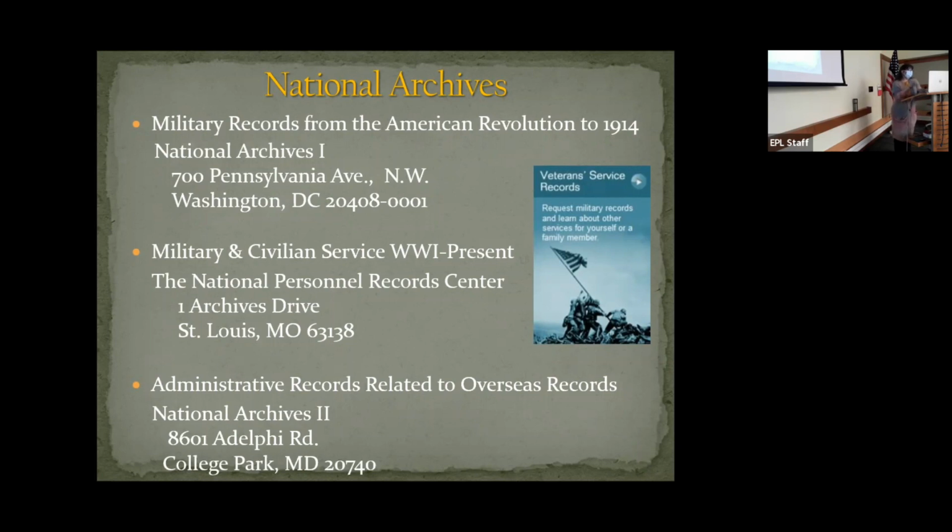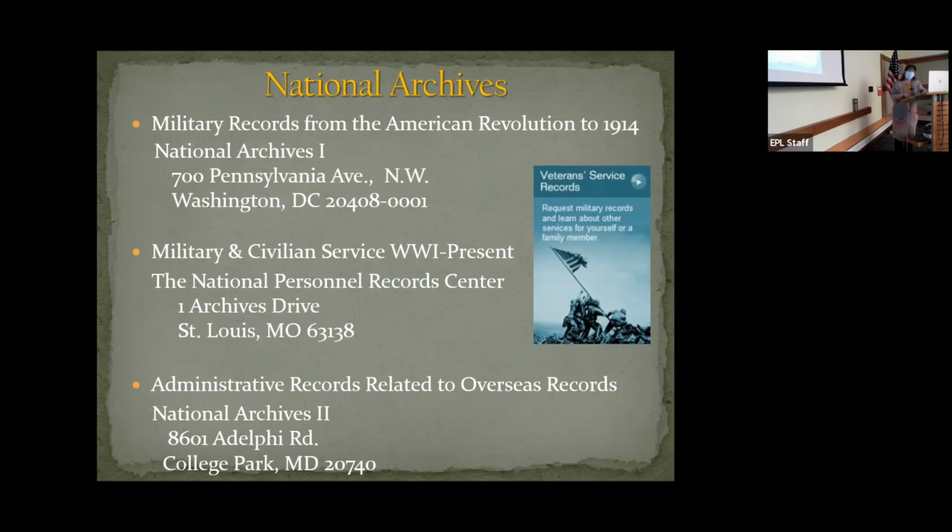So unfortunately, there's not one place where military records all exist in the same spot. They're broken down by type of record and by time period. So the National Archives 1 in DC, which we're most familiar with, it's where the Declaration of Independence is and the Constitution. Archives 1 has military records up to 1914. So if it was American Revolution, if it was Civil War, if it was things like Spanish-American War, Buffalo Soldiers, any of those military skirmishes and actions in between, those records would live at Archives 1.